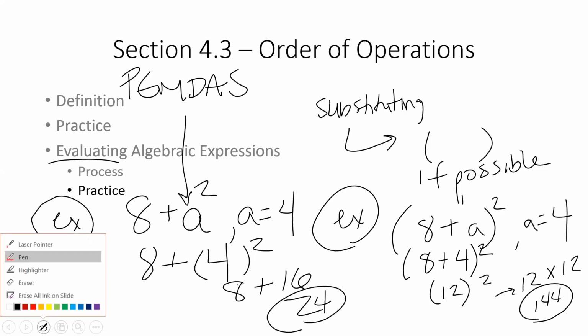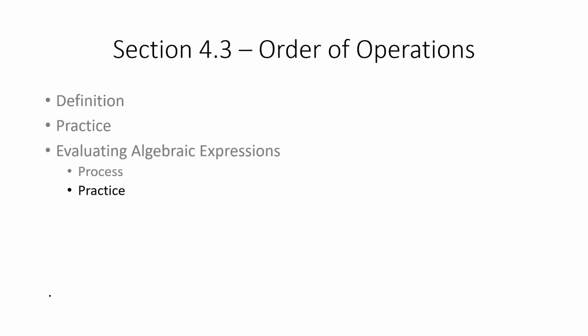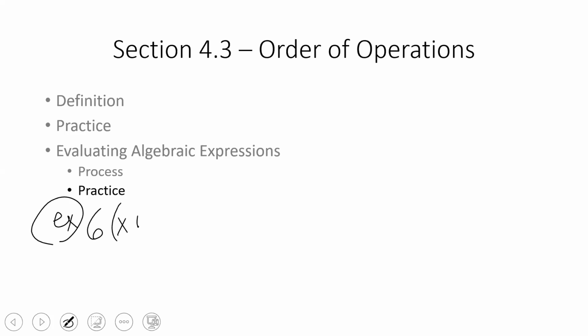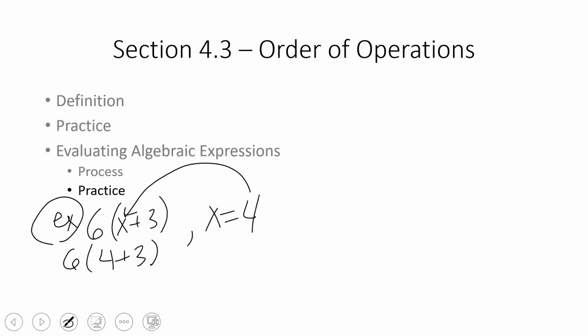Let's move on and do 2 more examples. I want to look at 6 times x plus 3 given a value of 4 for x. We're just kind of adding one extra step to the one we just saw. I'm going to keep my 6. I'm going to substitute in this 4 for that x. And then remember again, PEMDAS. So parentheses first, and then multiply.